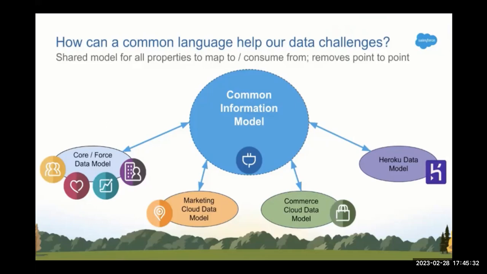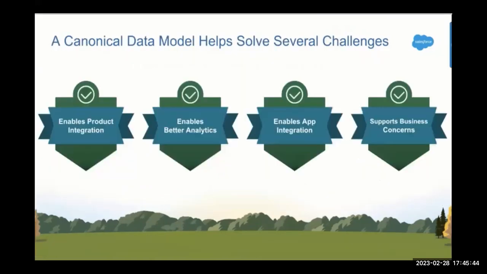So that's where the enterprise teams have built a CIM model inside Data Cloud, to give some more flexibility from the source systems to design a unified profile. There is one more name for CIM. Ideally, the CIM is a framework which works with the backend canonical data model. The CIM will help you solve several challenges. It enables product integration, better analytics, app integration, and supports business concerns as well.